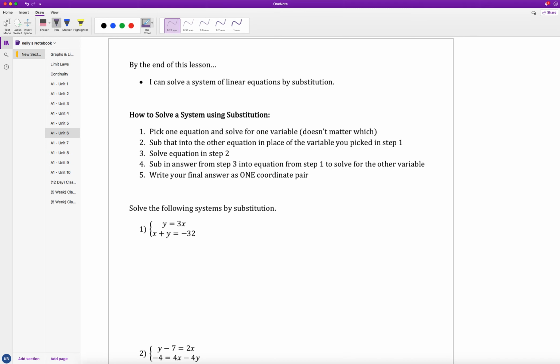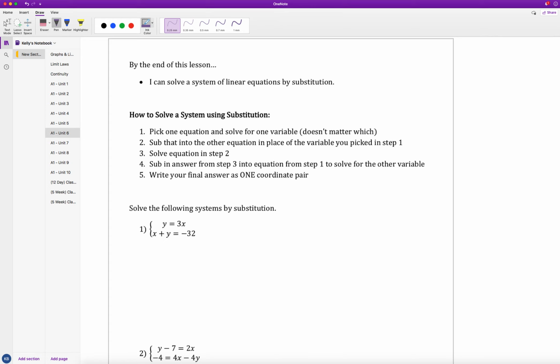Unit 6. This is still Learning Target 6A, which is about solving systems of linear equations. So in our last video, we learned about how to solve systems of linear equations using graphing. And in this video and in the next video, we're going to talk about two algebraic approaches to solving a system of linear equations. So by the end of this lesson, you will be able to solve a system of linear equations by using substitution.